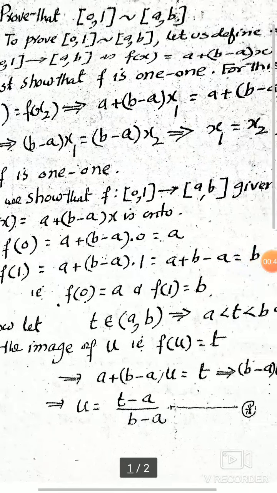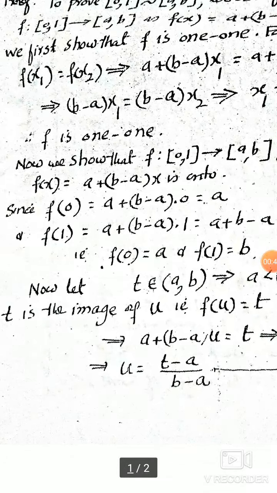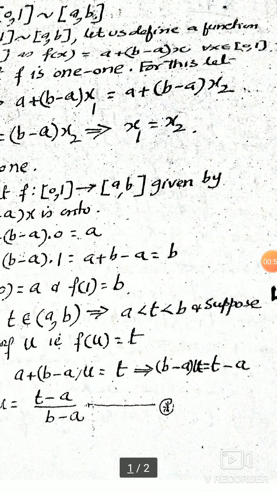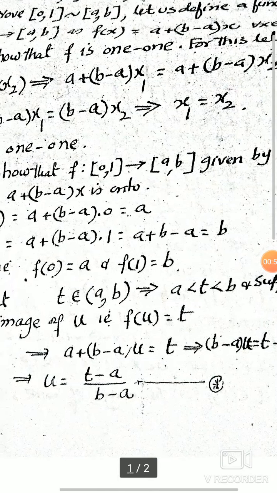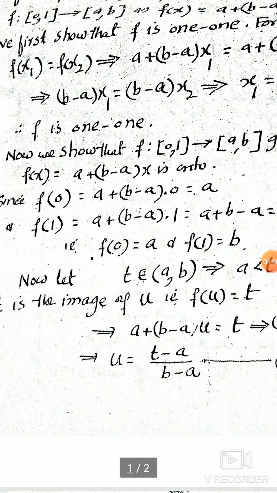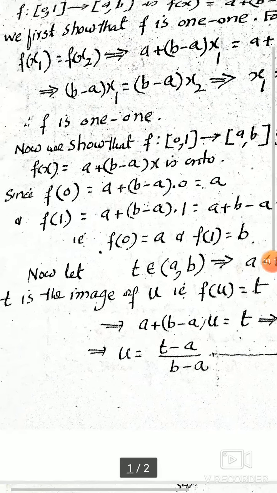We first show that f defined above is one-to-one. For this we take two elements from the image, that is f(x1) = f(x2). This implies that a + (b − a)x1 = a + (b − a)x2. By the cancellation property, a will cancel out. Remaining is (b − a)x1 = (b − a)x2. Dividing by (b − a), this implies that x1 = x2, that is, f is one-to-one.